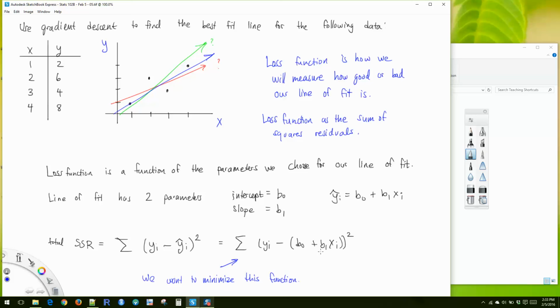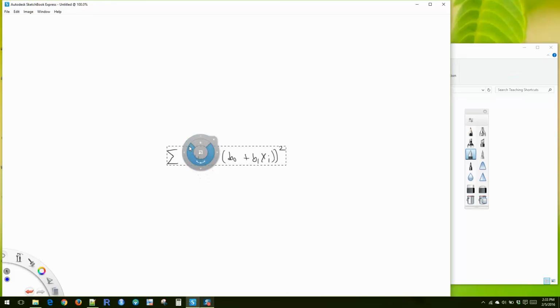Okay, so to implement this algorithm, we would have to find the gradient of our function here. So let's see, how do I want to do this?